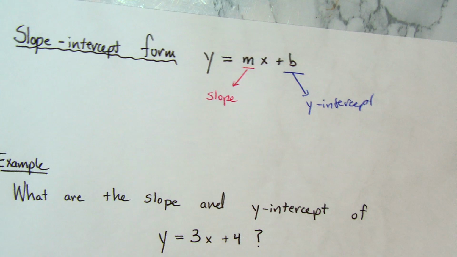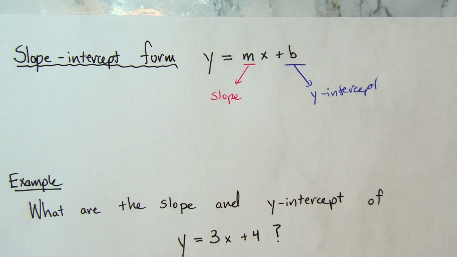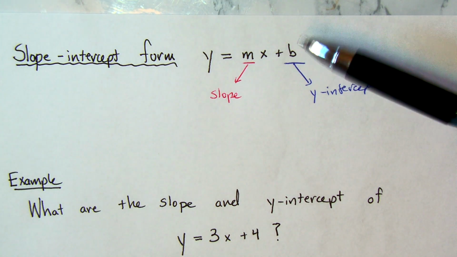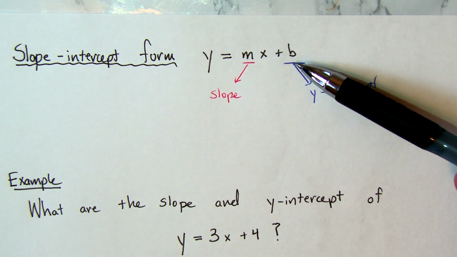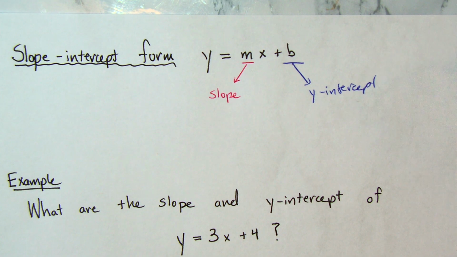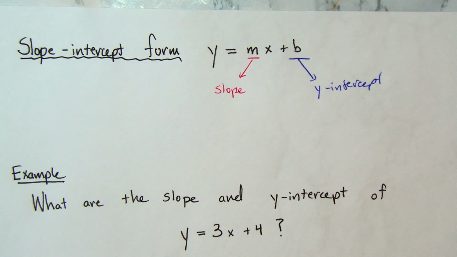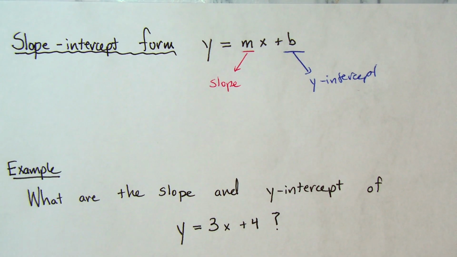Okay, so let's have a quick review of slope-intercept form. Previously in Math 1, we can graph a line with slope-intercept form, y equals mx plus b. M is our slope, and b is the y-intercept. So as a quick test of your knowledge, what are the slope and y-intercept of y equals 3x plus 4?